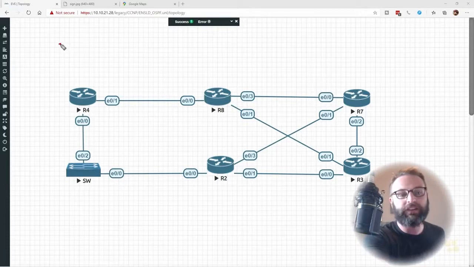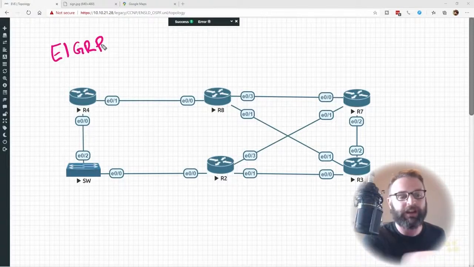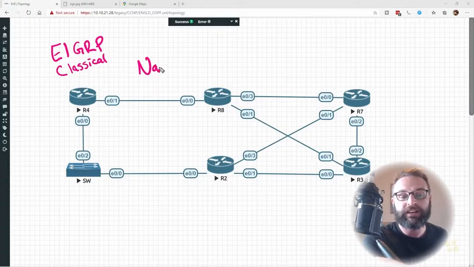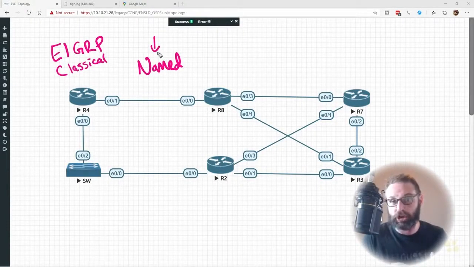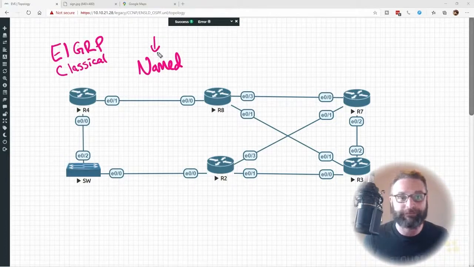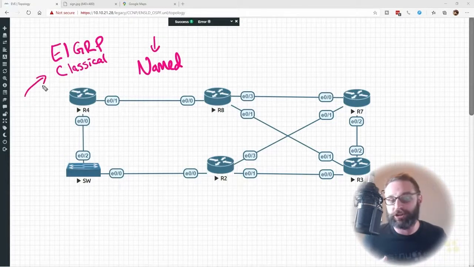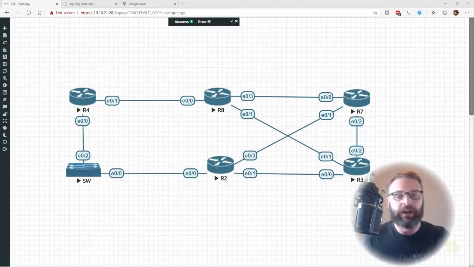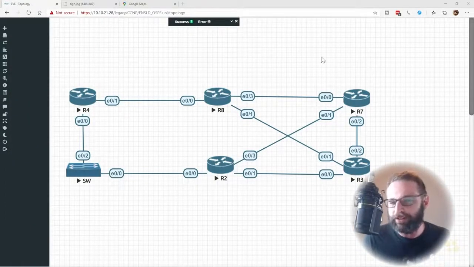Now, EIGRP itself, within the Cisco environment at least, comes in two particular flavors. It comes in what's called classical mode, as well as what's called named mode. The named mode has become the evolution of EIGRP over the years. It actually is a different process under the hood, and it has more features available to it. However, if you're learning about EIGRP and you're watching some older content or reading some older textbooks, you may only see EIGRP Classic Mode.